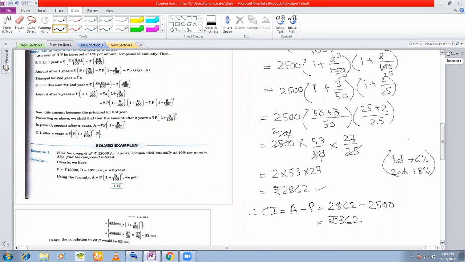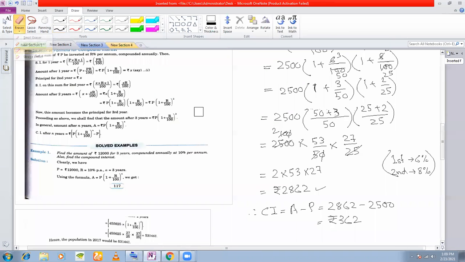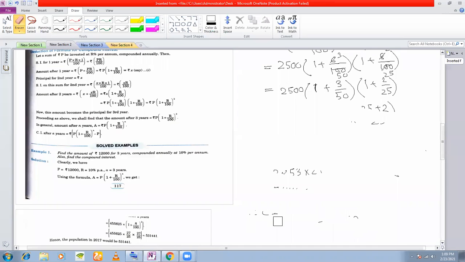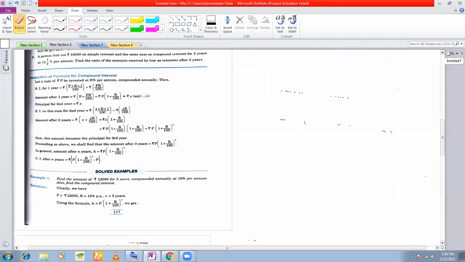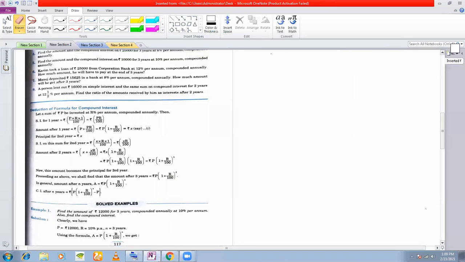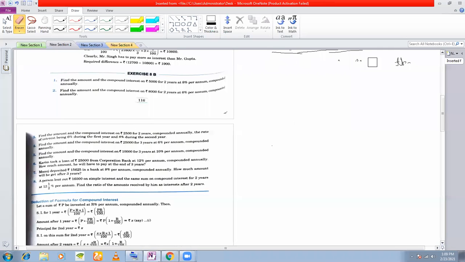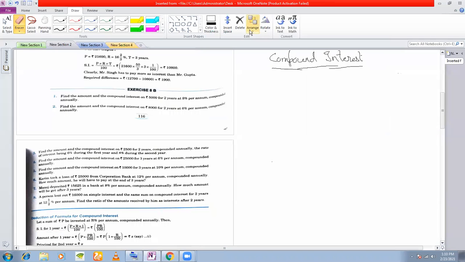Fine. Now we'll move on to the next exercise. But before moving on, I want to make something very clear. As I told you, whenever a problem on compound interest is given, you must take note of the phrase: compounded annually, compounded semi-annually, or compounded quarterly. If you see in all the problems so far, the interest was compounded annually. In problem number 2 that we worked out, this phrase was there, compounded annually, right?